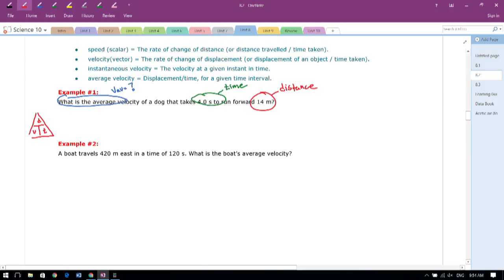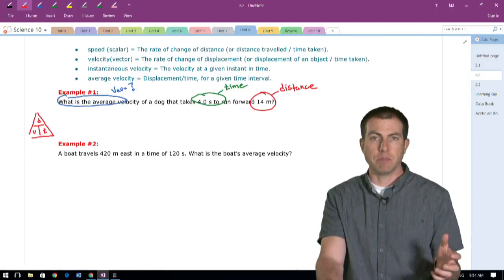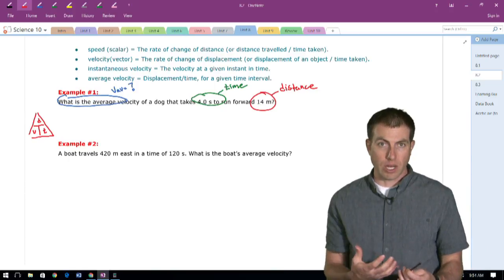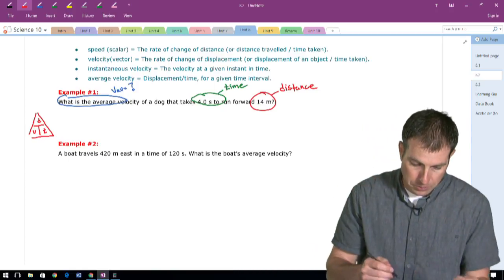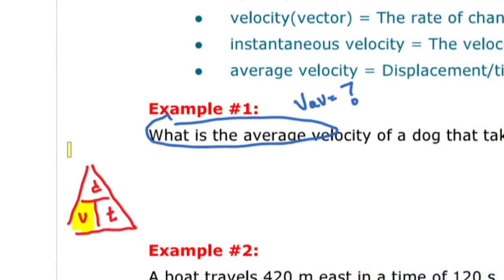So I'm trying to find the velocity. I'm given in my question a time, and I'm given a distance. So I can go to my triangle and use my finger to cover up what I'm trying to find. I'm trying to find the average velocity, so I cover that one. What does it leave me with? It leaves me with distance divided by time. So average velocity is d divided by t.